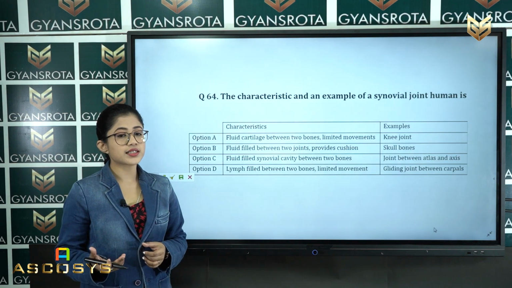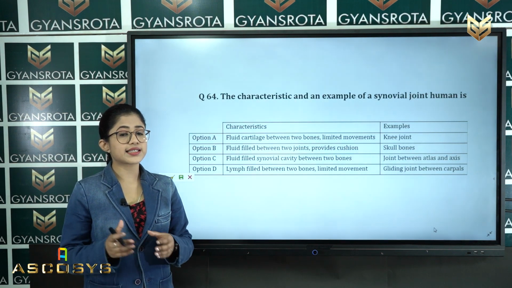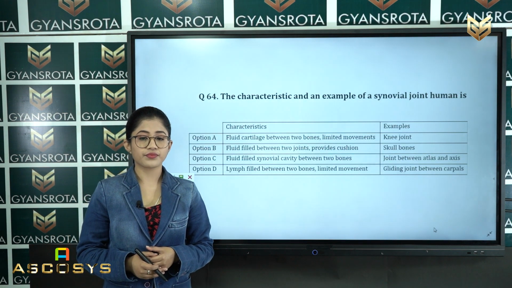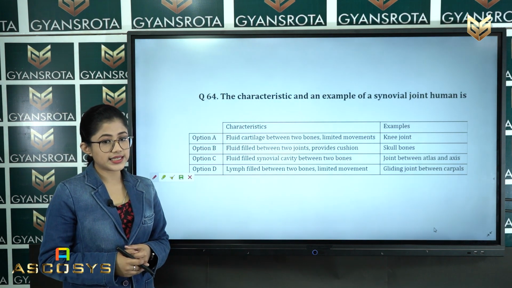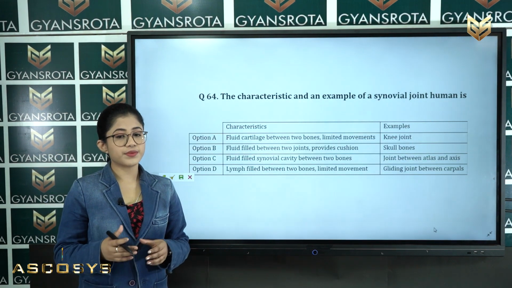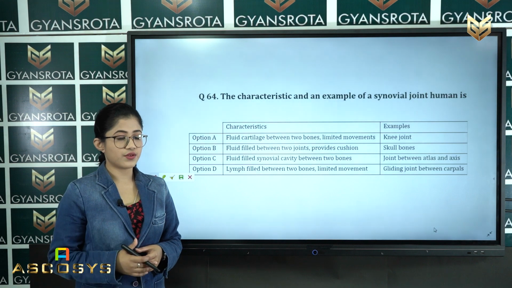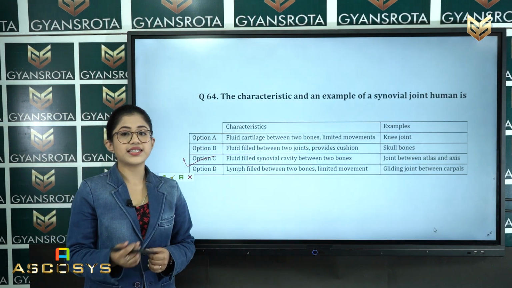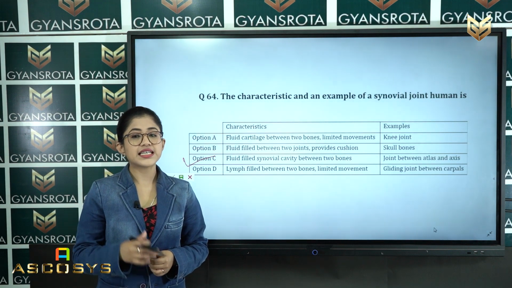It has asked the characteristic and an example of synovial joint in humans. It is option number C, that is fluid filled synovial cavity between two bones is the joint between atlas and axis, which means option number C is the correct answer. Now let's see the next question, that is question number 65.